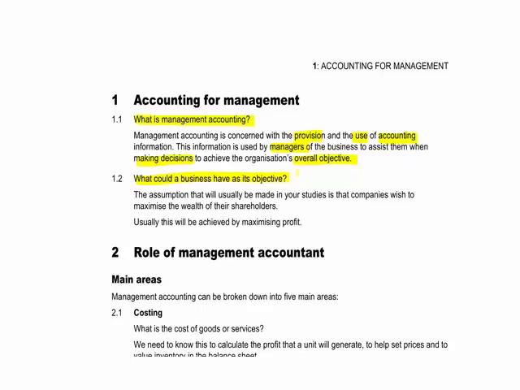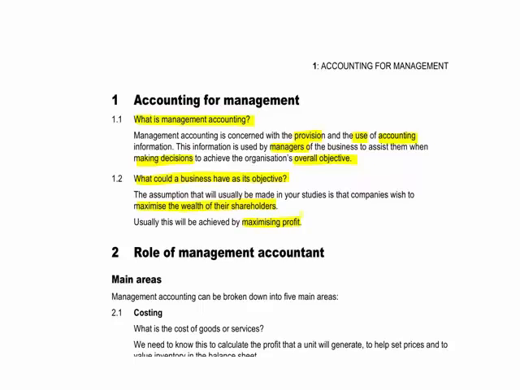Well, for the majority of the course, we are going to make the assumption that we want to maximise the wealth of shareholders. And wealth maximisation is explored throughout your ACCA studies, but here we're going to assume that that is by maximising profits.